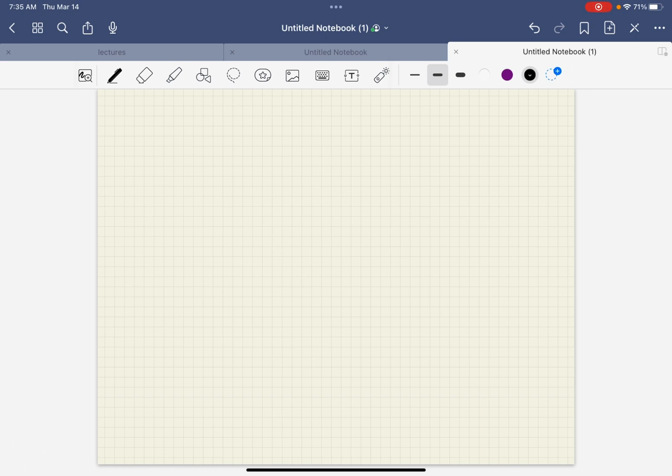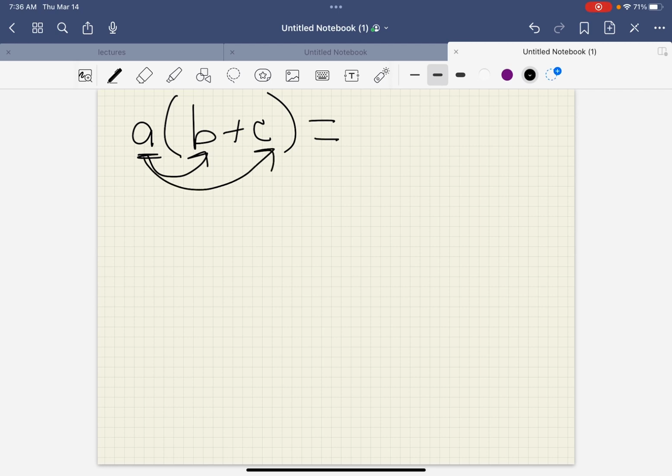Next section is on distributive property, not just with numbers, but with variables. So what we do is we take this and we multiply it times everything that's inside. And remember that the sign that's in front of the term goes with it. So this is a positive A times a positive B is a positive AB. This is positive times positive, so that's positive. A times C is AC. All right, so that's distributive property.